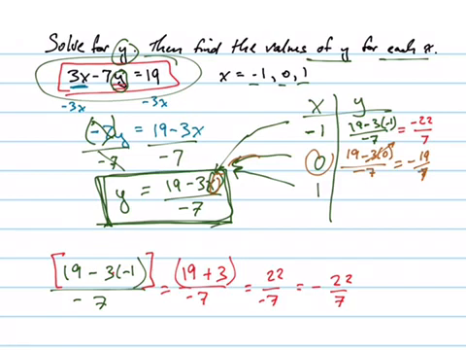So there's that one. And then for the last one, again, same kind of deal. We're going to plug in the 1 for x. 19 minus 3 times 1. Notice how I'm using parentheses. Always, that's a good idea to do. And now plug it in and chug it out. That's 19 minus 3, which is 16 over -7, which is like -16/7. So there are your 3 different answers.